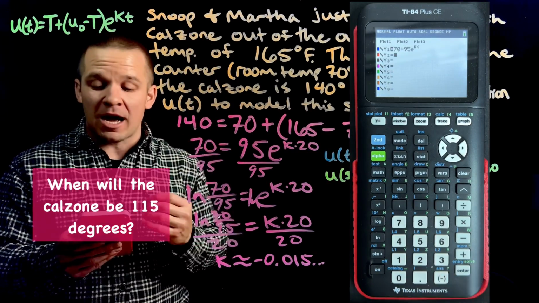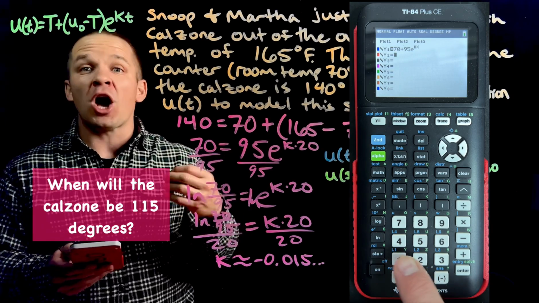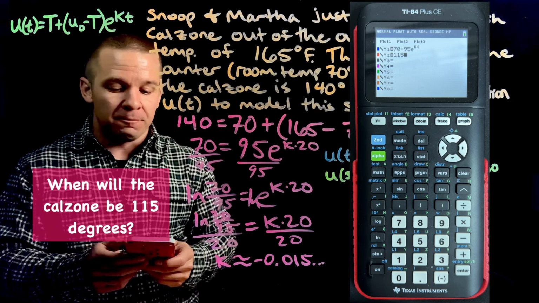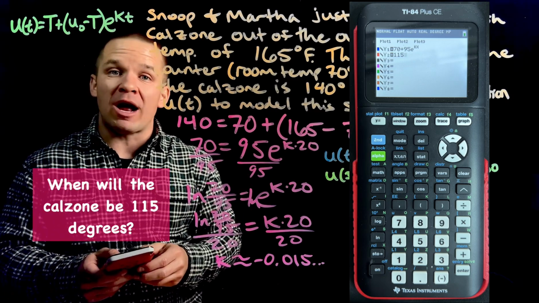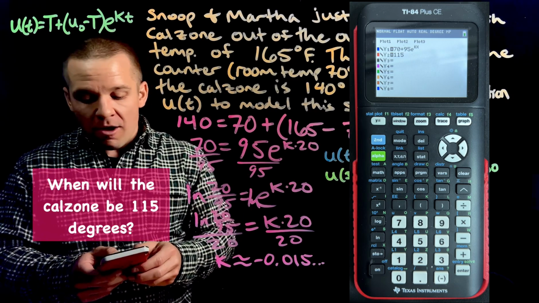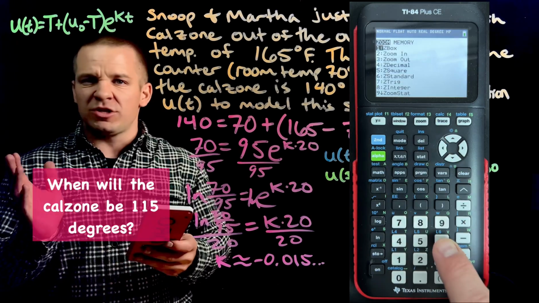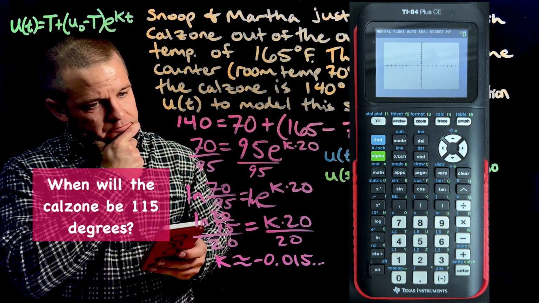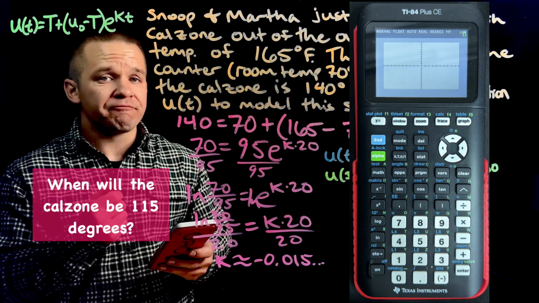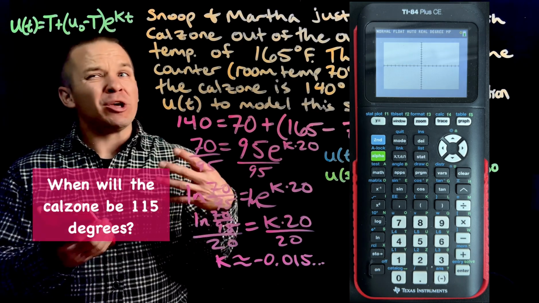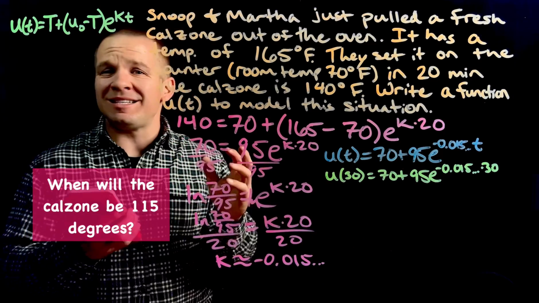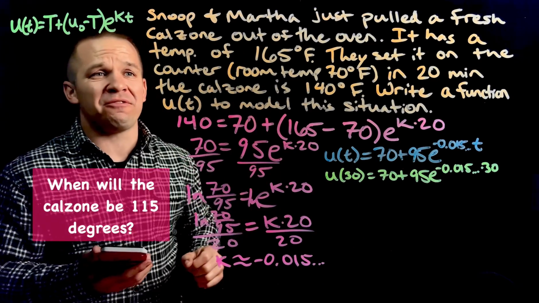Enter down. And we said, when is it going to be 115 degrees? So 115 will be my Y2. And then I'm going to need to adjust my graph window. So first, I'm going to hit zoom standard. Let's just do zoom 6 and see what happens. We're probably not going to see a whole lot. Yeah, I see nothing. Well, let's see if we can adjust our windows in an intelligent manner. The U of T, that's the temperature that it is. It started at 165.